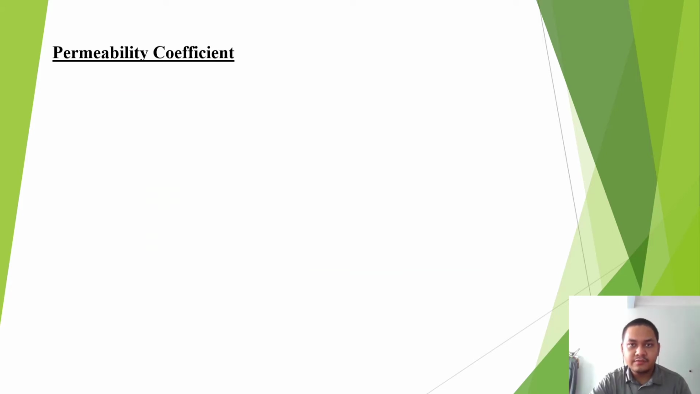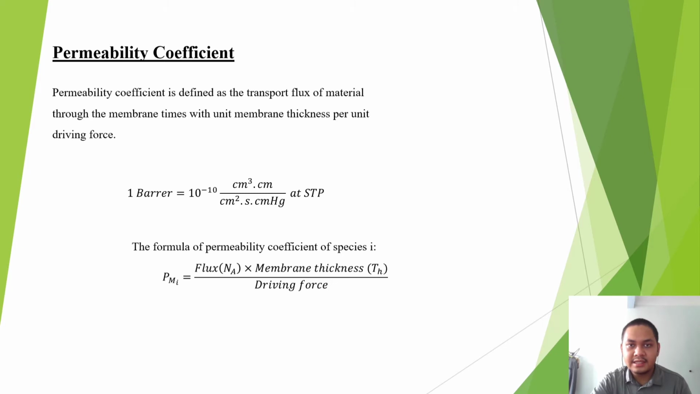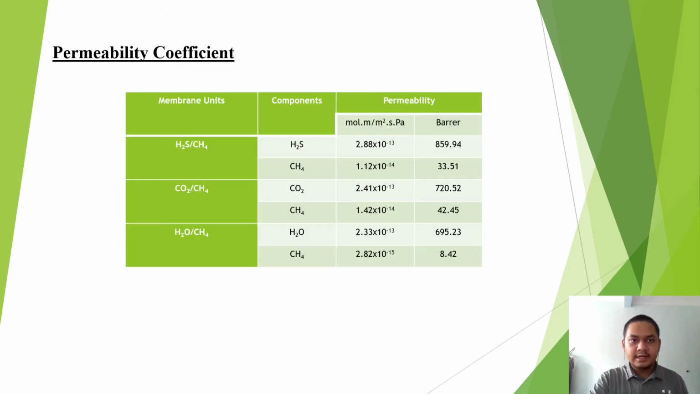Permeability coefficient is defined as the transport flux of material through the membrane times the unit membrane thickness per unit driving force. The SI unit for permeability coefficient is barrier, and this is the formula. Here is the calculated permeability coefficient based on the formula for the 3 membrane units.